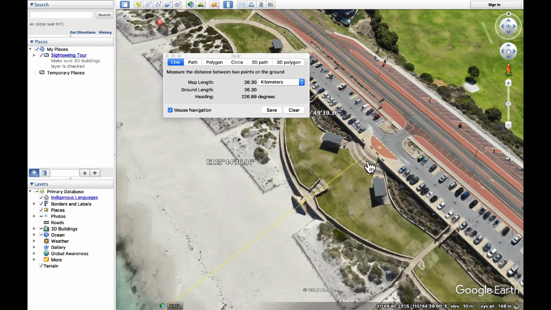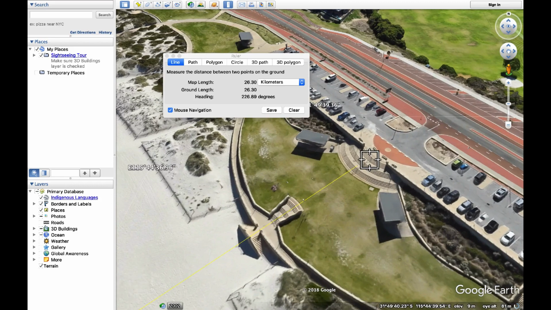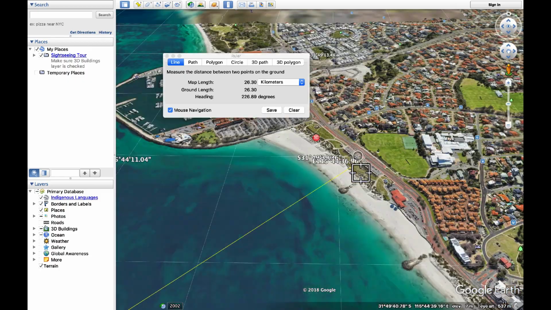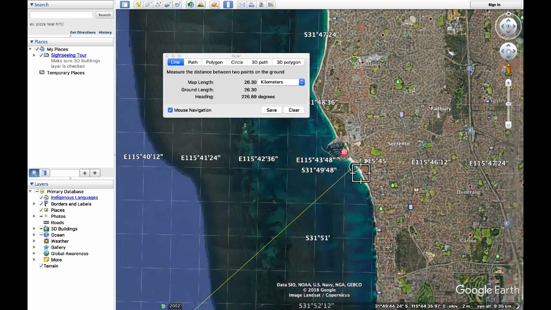Now, I did estimate my elevation of 8 metres. I was down on this step here, and Google Earth is actually showing 8 metres as well in the bottom right hand corner of the screen. So that estimate was fairly close. Let's see how it fits in the Earth curve calculator.